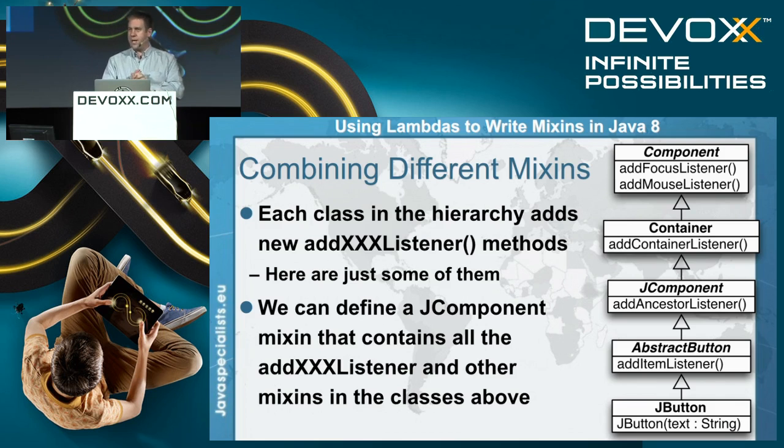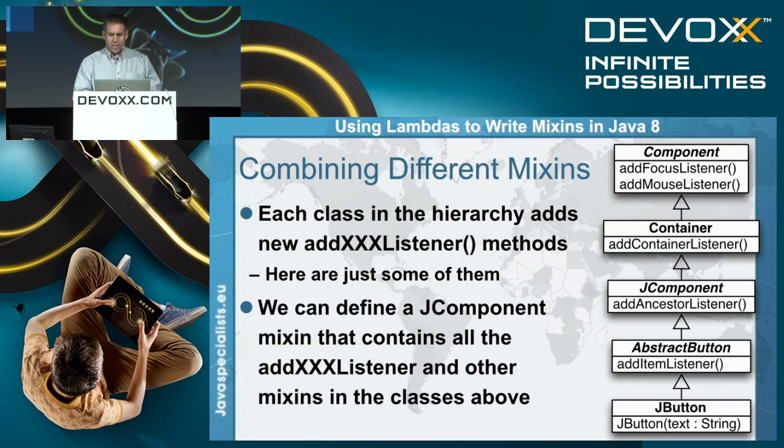Okay, so a component has addFocusListener and addMouseListener, but also other ones. And then the container is a subclass of component, which has addContainerListener and again some others. And then you've got JComponent, which is again a subclass of container, which has addAncestorListener and again some other ones. And then you've got the abstract button, which has addItemListener and I think one or two others. And then lastly, you've got the JButton, which is a subclass of abstract button. So this is the hierarchy that you have from the top, the component, down to container, down to JComponent, down to abstract button, down to JButton.